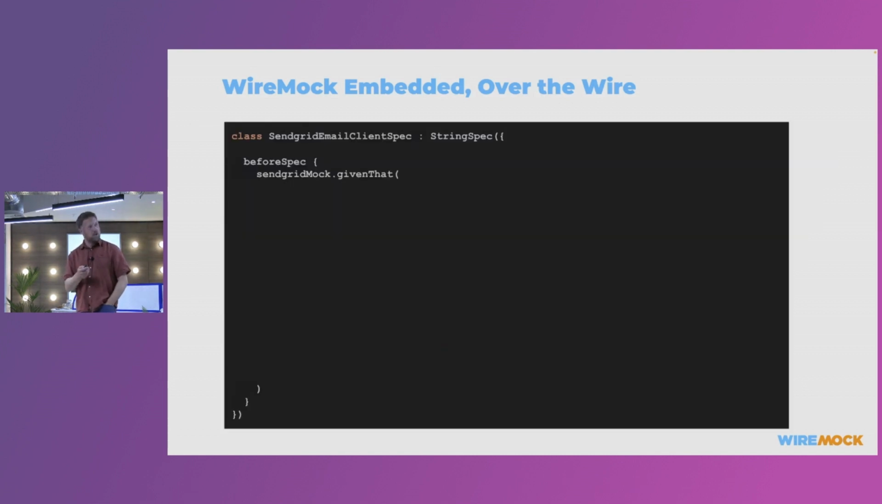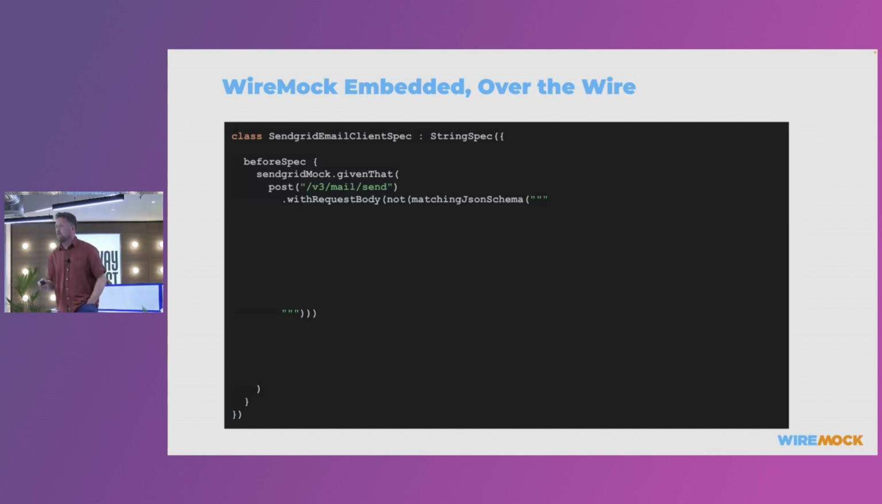And let's set up another rule, which I find really useful. I love this bit because it saves you so much writing. We can say, still looking at our particular URL, if we do a post, this time we're interested in request bodies that don't match a particular JSON schema.